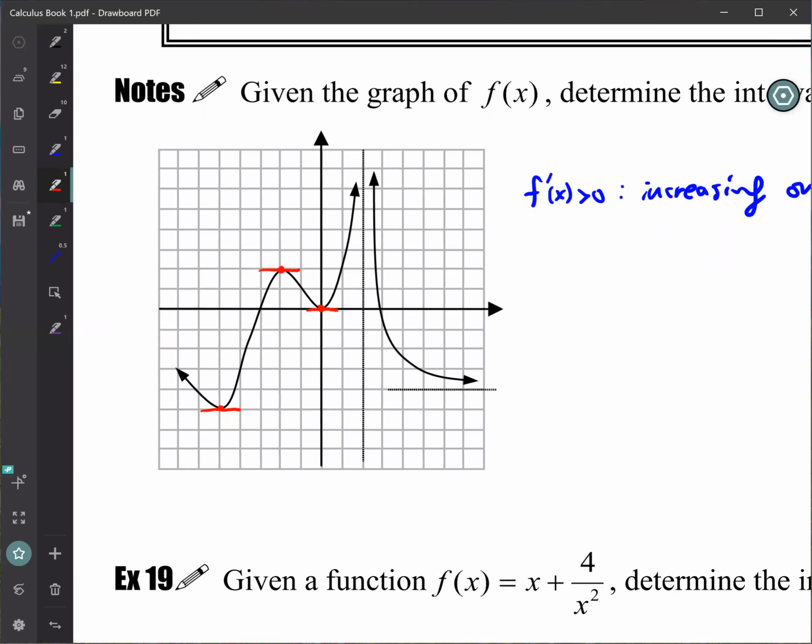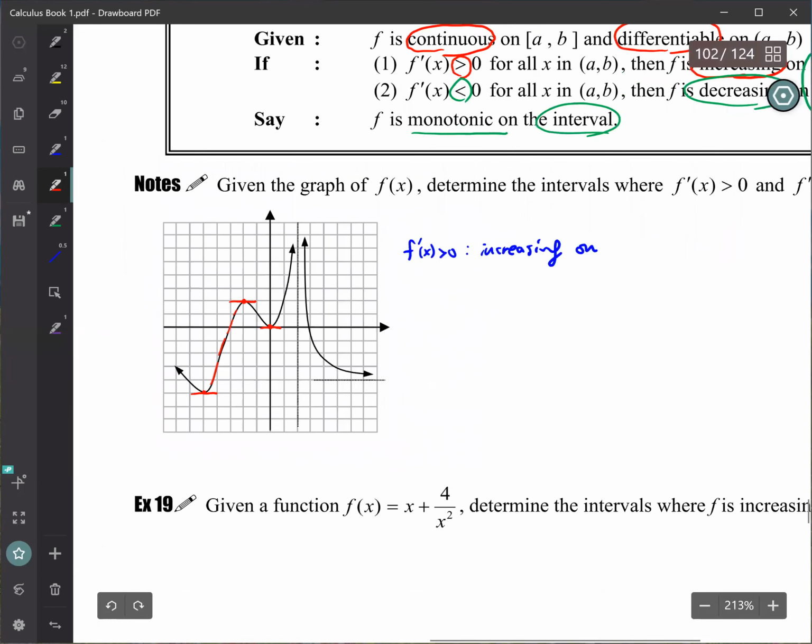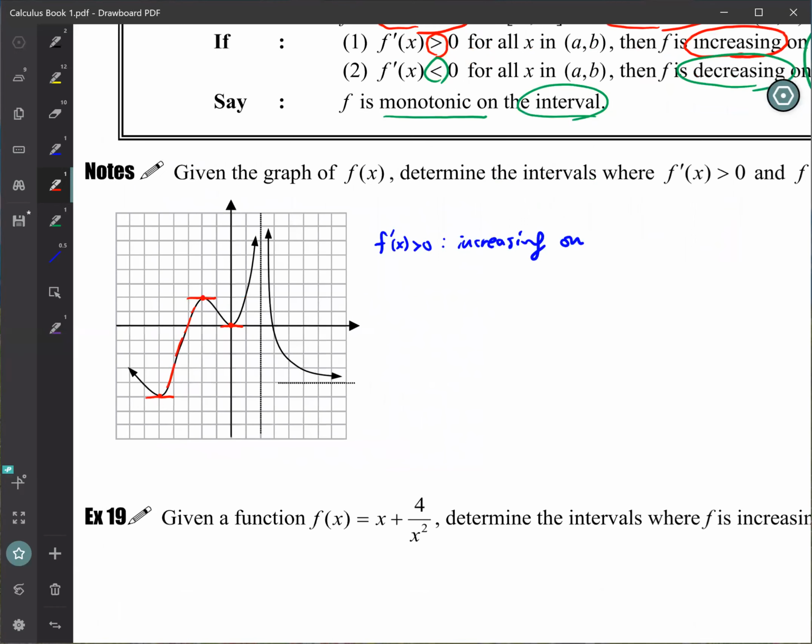So the places that are increasing will be like this one. All these are positive slope. The first interval we can write is from, let's count, 1, 2, 3, 4, 5, -5 to -2. That's the first interval.